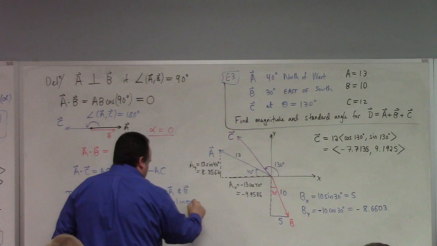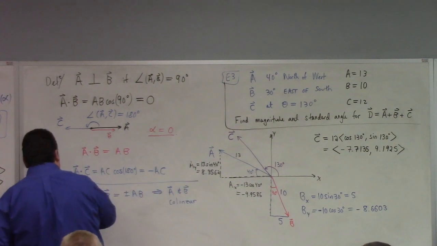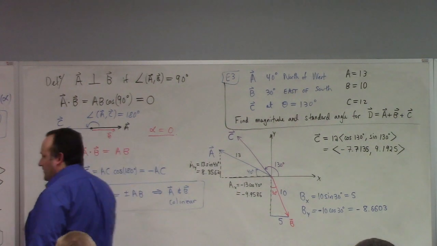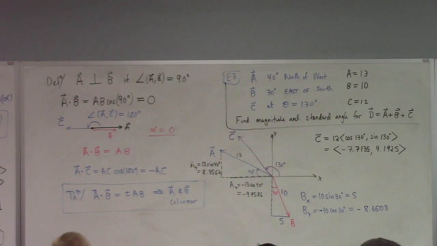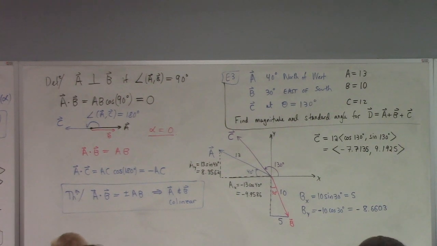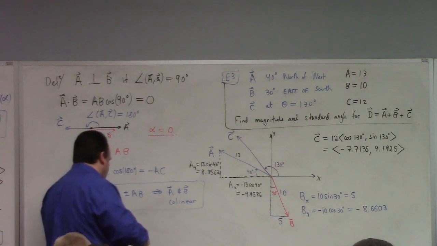Collinear means that they lie along the same line. So collinear would include both the case of parallel and anti-parallel, which are distinguished by the angle being 0 versus being 180. Okay? So these are nice terms to use to set up problems, right? Okay.